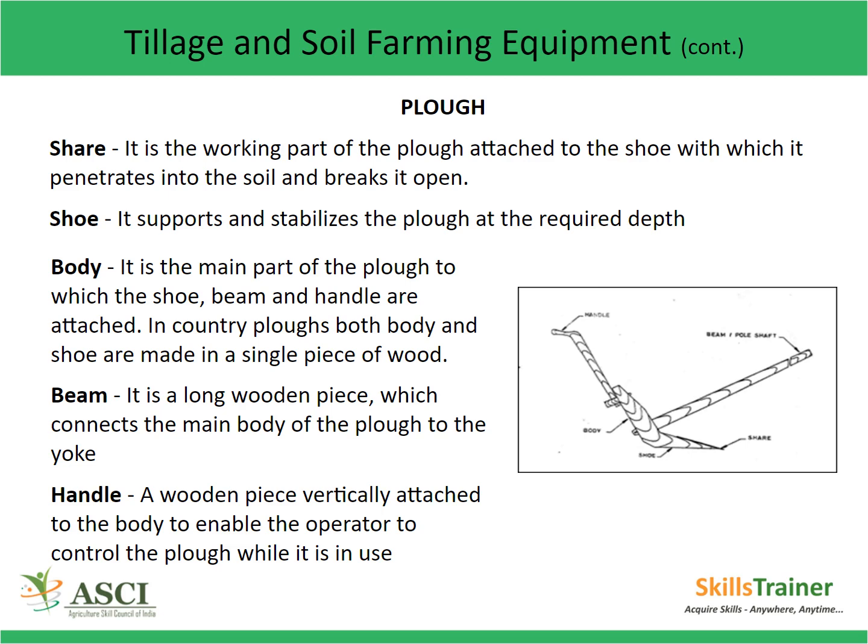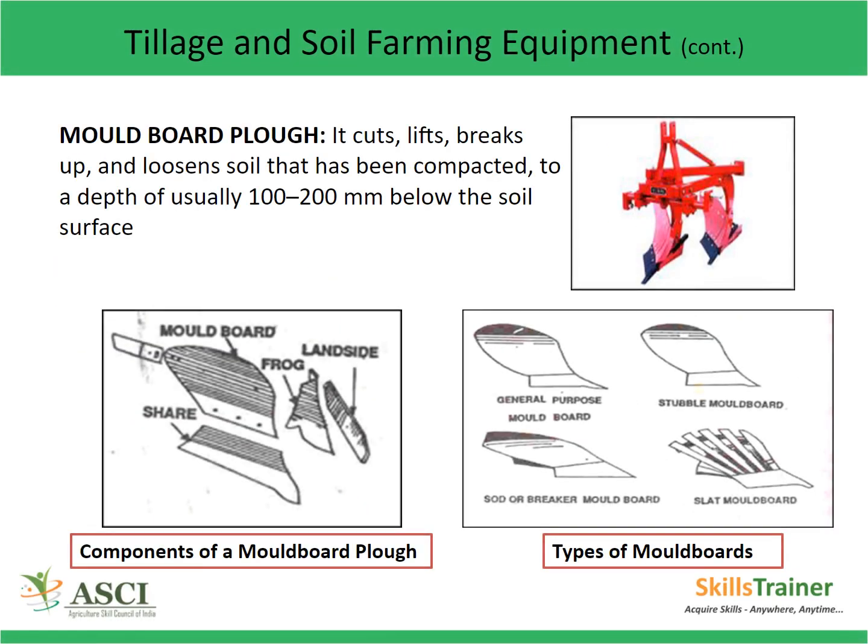Handle. A wooden piece vertically attached to the body to enable the operator to control the plow while it is in use. Mold board plow. It cuts, lifts, breaks up, and loosens soil that has been compacted to a depth of usually 100 to 200 mm below the soil surface. Dear trainees, below in this slide you can see the components of a mold board plow and types of mold boards.